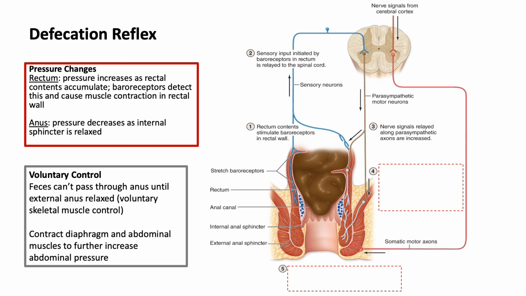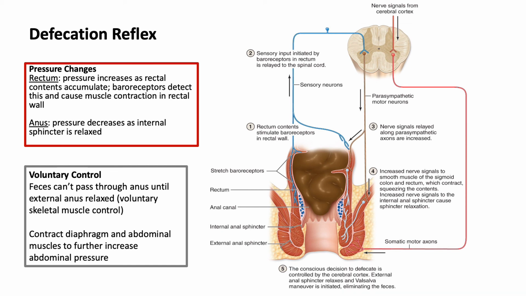smooth muscle of both the sigmoid colon and the rectum to give rise to contraction, while the inner anal sphincter is simultaneously relaxed. But thankfully, the external anal sphincter is under conscious control by our cortex. So at which point, if we decide, we can then contract our diaphragm and abdominal muscles to assist in that defecation while simultaneously relaxing that external anal sphincter.